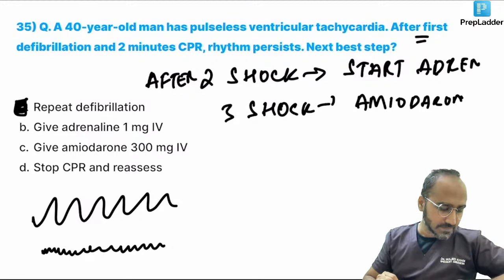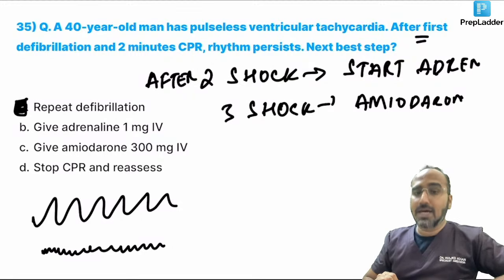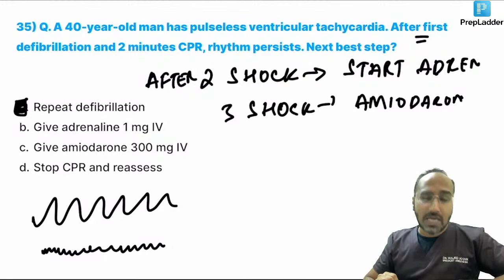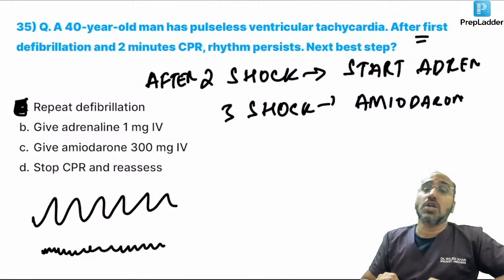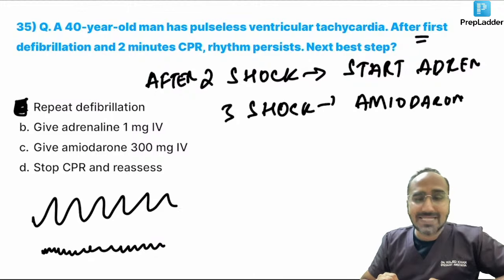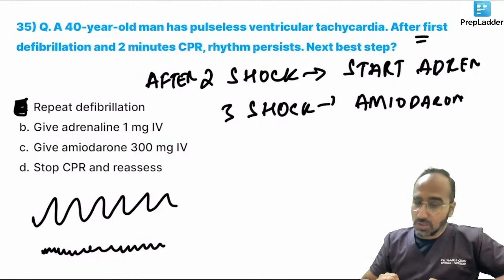Is it clear? Guys, remember, whenever you are giving chest compressions, in between CPR, do not waste more than 10 seconds. There should not be a gap of more than 10 seconds.